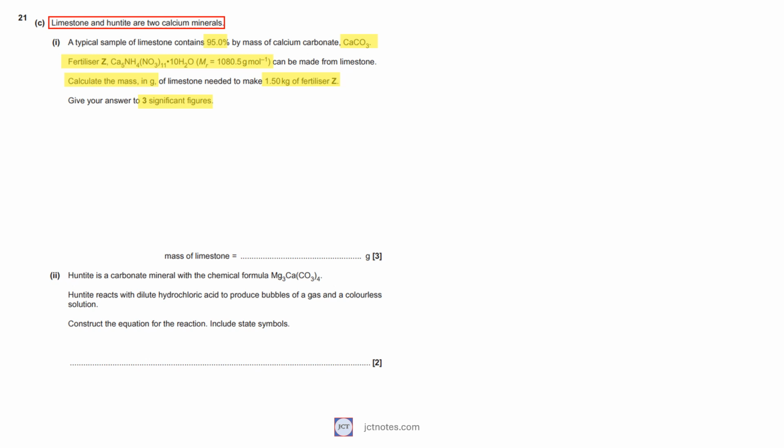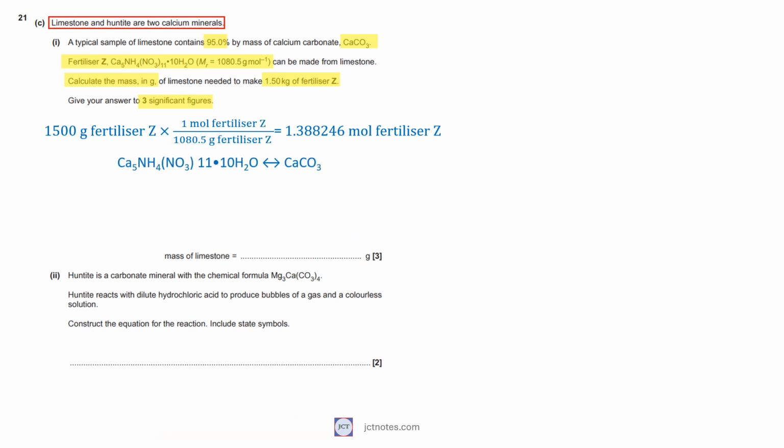Using the relative atomic mass of the fertilizer, we can find that 1.5 kilograms, or 1,500 grams, is 1.388246 moles. At the moment, I'm using 6 decimal places to minimize rounding errors. From the formula of fertilizer Z, we can see that for each mole of fertilizer we have 5 moles of calcium.